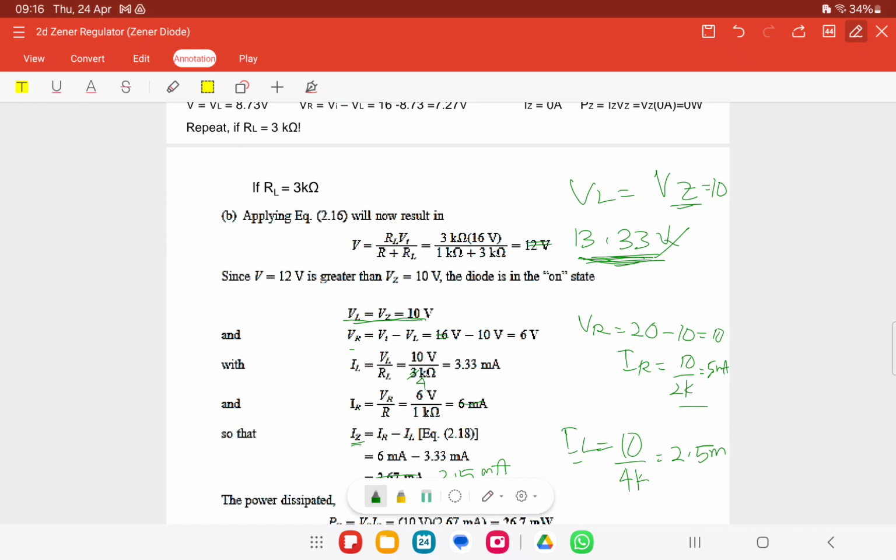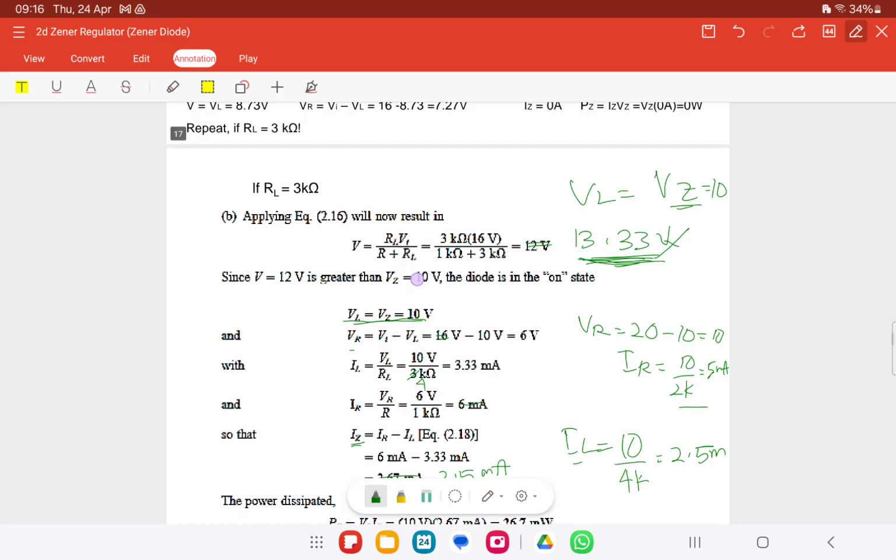VZ given is 10. VZ is 10 dekat diode. So 13 dengan 10 dia parallel, sepatutnya dia kena dapat value yang sama. Tetapi, so kita nak pakai value yang mana? Sebab dia tak tally dengan konsep parallel. Okay, so jadi the 13 tu untuk determine condition sahaja. So to proceed with the calculations, kita guna value of the VZ given 10 tu.